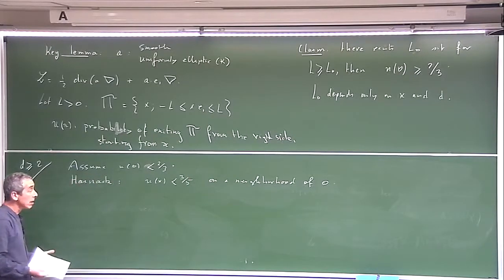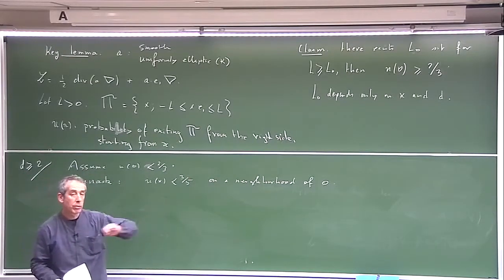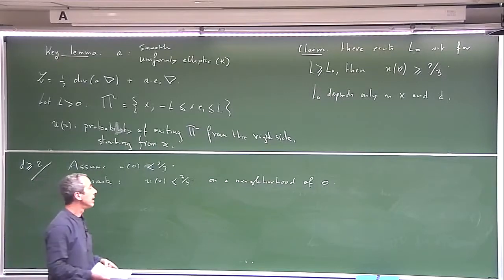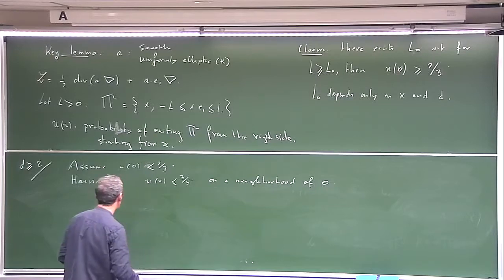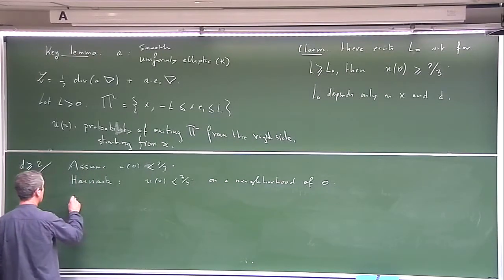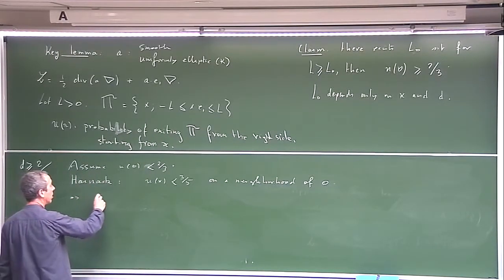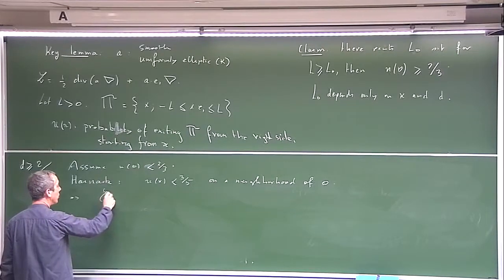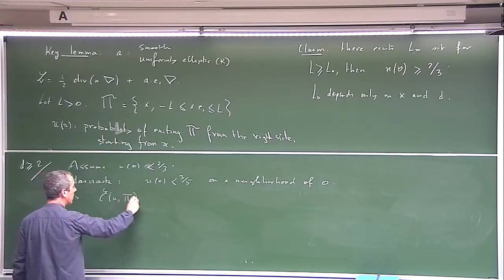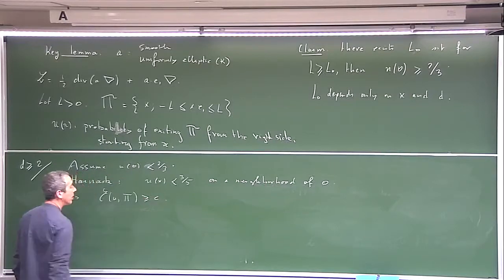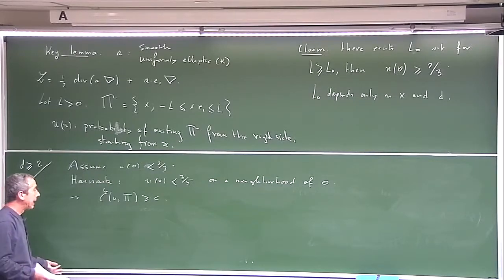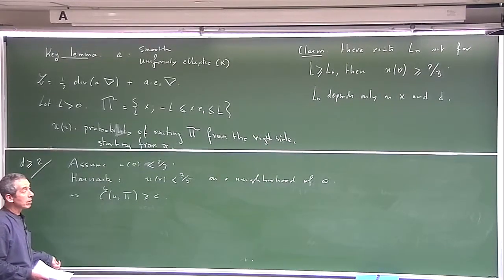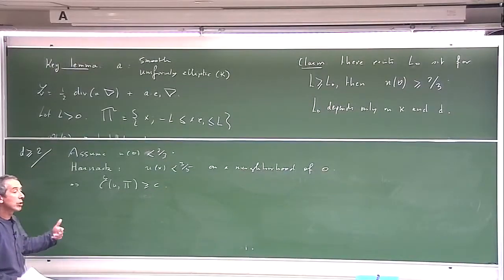And once we have this, we can just repeat the argument which is there. And then we get a lower bound. So we get a certain constant such that the energy of U on pi will be larger than this constant. And the constant does not depend too much on L.